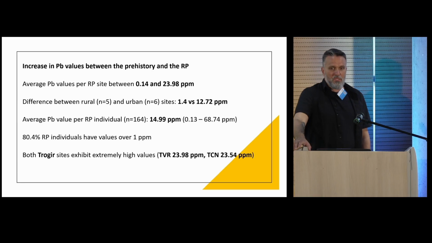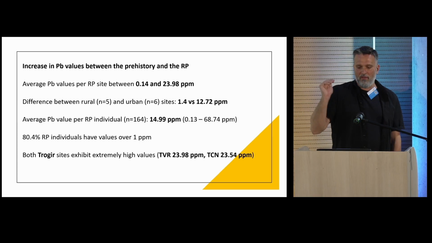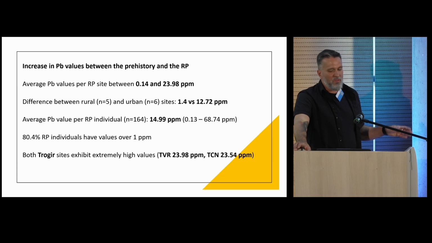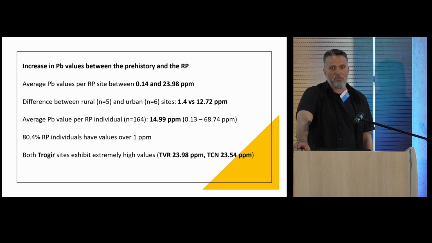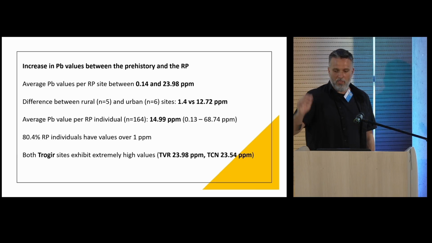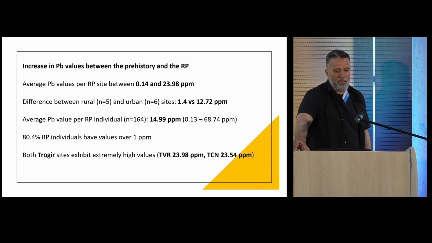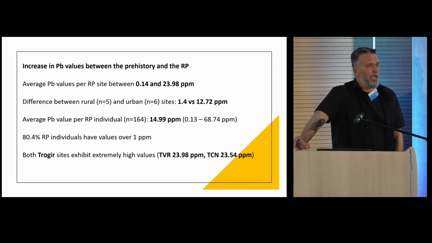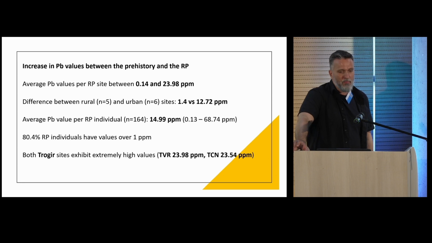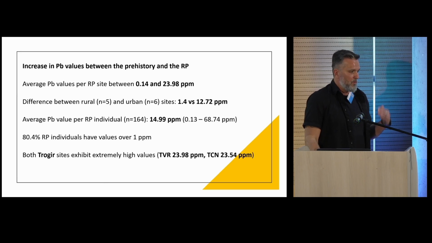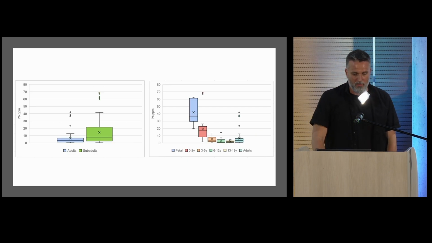And the average values per individual also show huge differences. The lowest one is 0.13, and the largest one, an individual, was almost 70 ppm. And what's interesting is that about 80% of the individuals have values over 1 ppm. So obviously, during the Roman period, the lead exposure was quite expressed, at least according to the preliminary data.